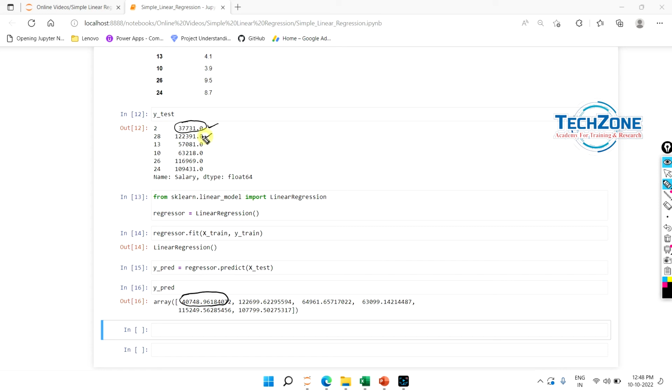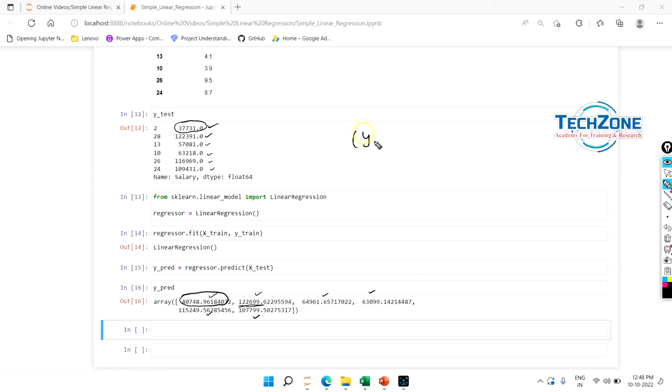Okay, the second value is 122,391. So the second value was predicted like this, 122,699, very close, right? And so on. You check all these values. 6 values are predicted. So these are the actual values, but these are the predicted values. So what do we do? We find the differences.